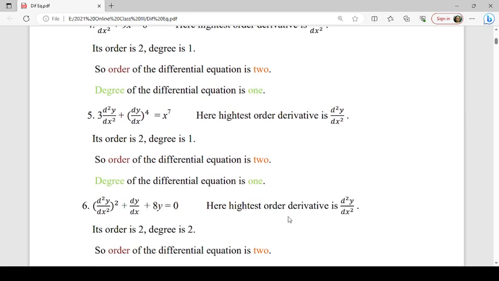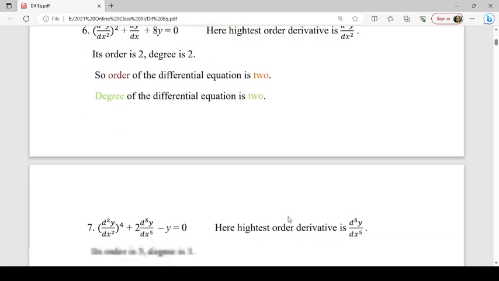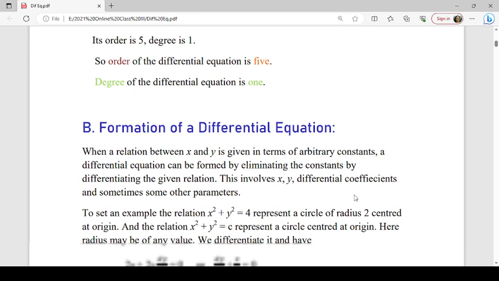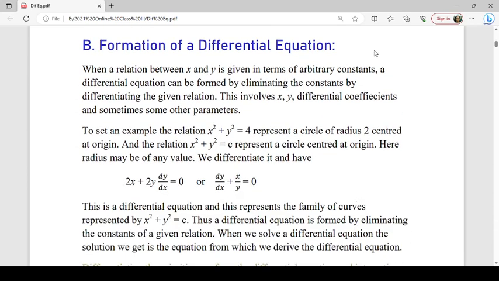So in this way we find order and degree of a differential equation. These are some examples of finding order and degree. Next, formation of differential equation.